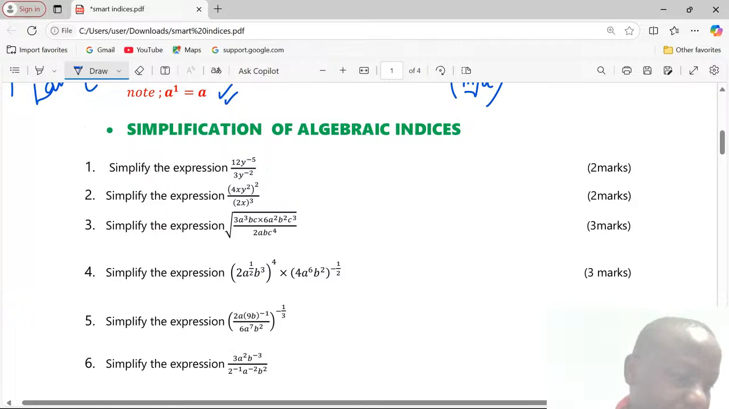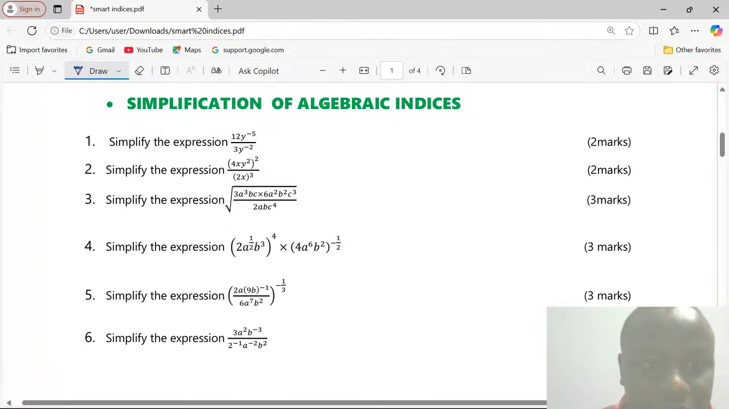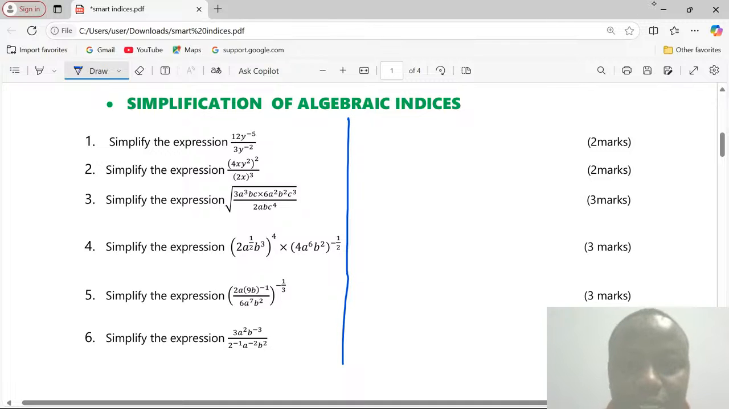Simplification of algebraic indices. We're going to do several here, and then later I'll be giving you time to try a few, which you can work later or during the session. When we look at number 1, we are told to simplify the expression 12y power negative 5 divided by 3y power negative 2. Let me use the space alongside to work this one out.